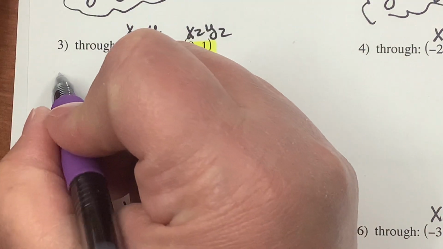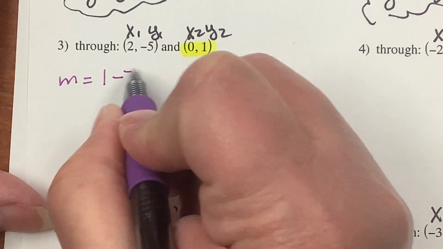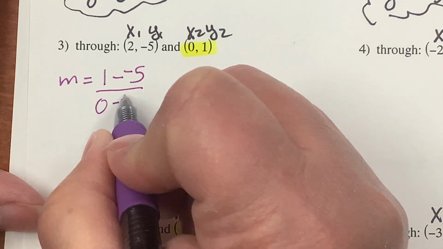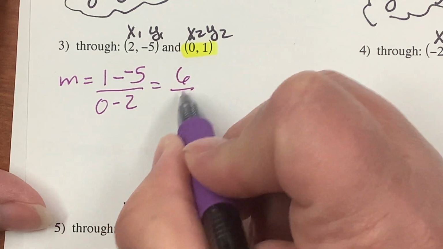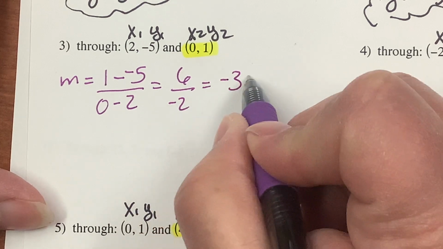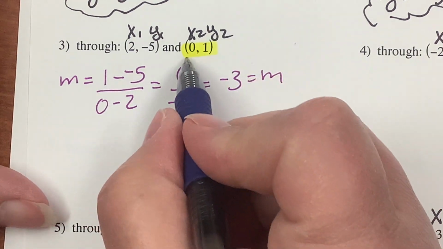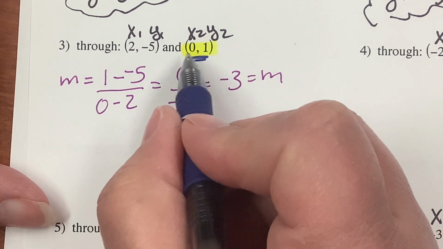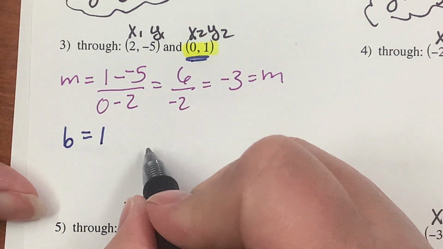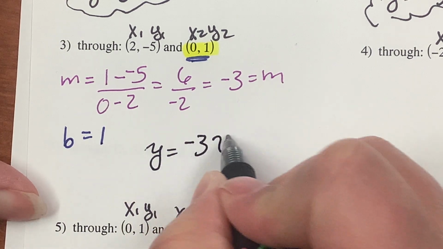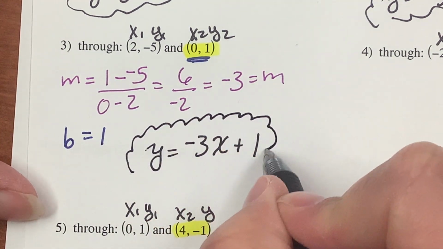Purple for the slope. M equals y2 minus y1, 1 minus negative 5, over 0 minus 2. 1 minus negative 5 is positive 6 over negative 2. So my slope is negative 3. There's my m, negative 3. I have 0 for x and 1 for y, so b equals positive 1. Fill in my numbers. Y equals mx plus b. Puffy cloud of happiness, because that's my equation.